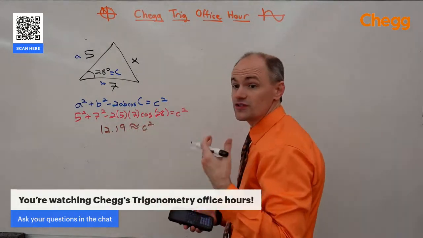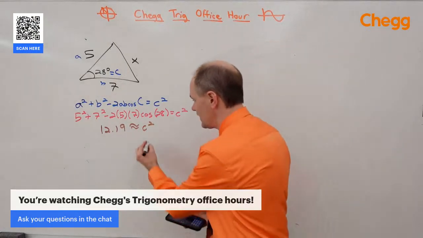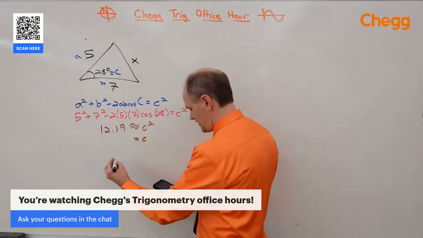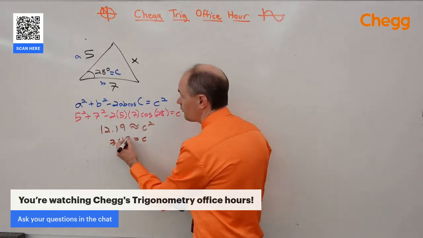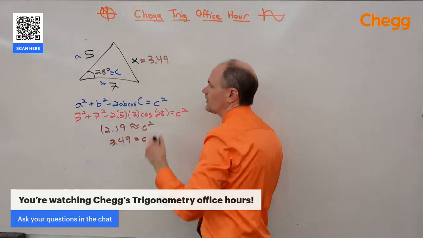But remember, that's still equal to c squared. So to figure out what c is, we have to take the square root of that. And so c, the other side here, is 3.49. The other side is 3.49 units in size.